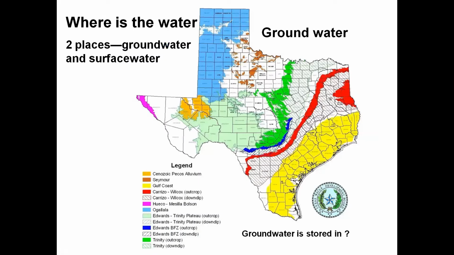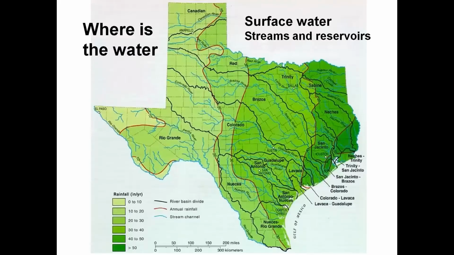Where is the water? We have two places. There's groundwater and surface water. Of course, groundwater is stored in what's called aquifers, and there's aquifers all over the state. And of course, we have to pump it out of the ground to get it. And then surface water is stored in streams and reservoirs. So those are the two sources where we get our water. There's just about an equal amount of water being used in this state from surface water and groundwater. So we're dependent on both sources.